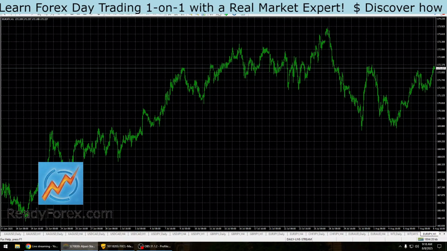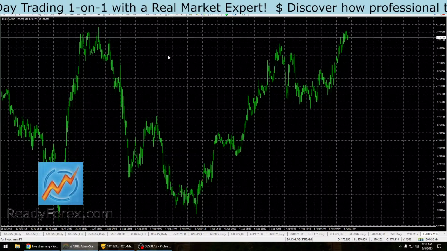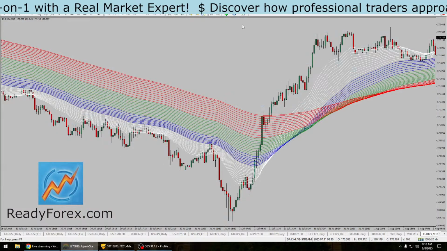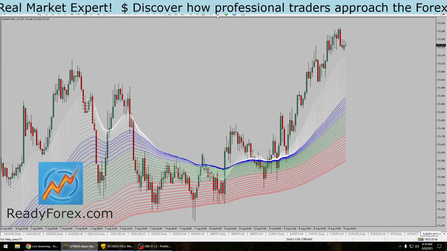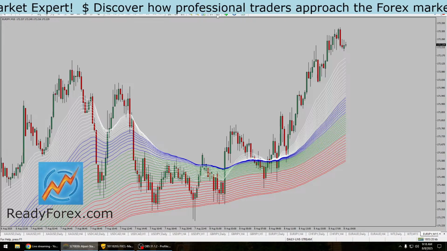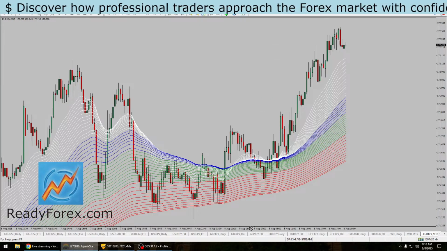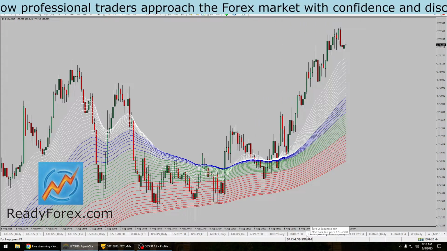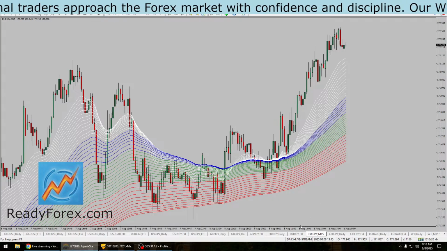EURJPY, and go over to a 15 minutes time frame, apply the rainbow. Okay, it looks bullish. So a good idea over here is to wait for a pullback and then look for a potential buy trade setup in EURJPY currency pair.